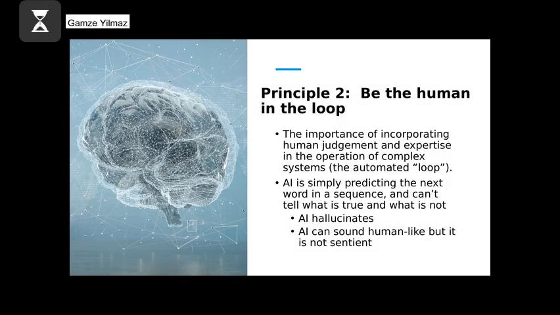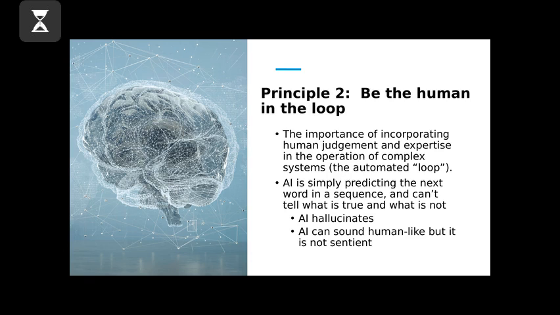So the second principle he outlines is be the human in the loop. So what does this notion refer to, being the human in the loop? He describes this as the importance of incorporating human judgment and expertise in the operation of complex systems. So he calls this the automated loop, right? So these complex systems.